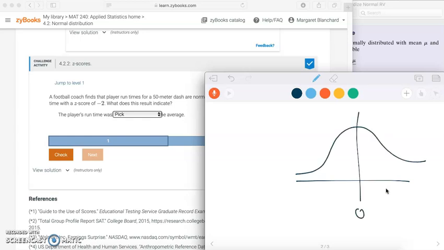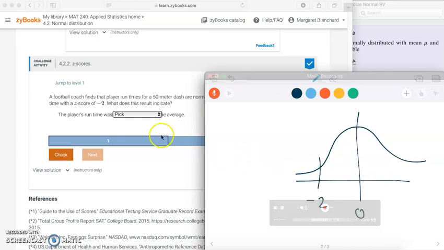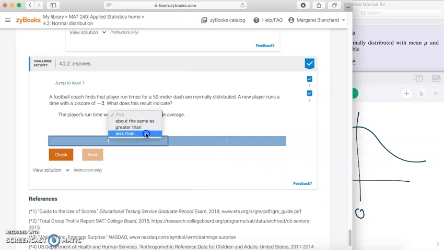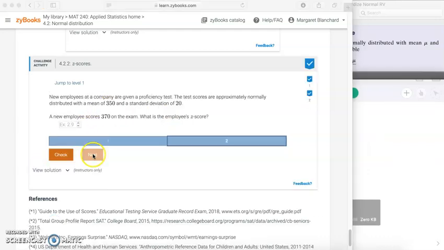So what we're saying is that this person ran with a z-score of -2. Now, since the mean is 0, we already know that this is below the average. If it was positive, then it would be greater than, or if it was really close to 0, we would say it was about the same. But it is definitely less than because it's -2. Let's check. Nice little green. All right, let's go to the next one.